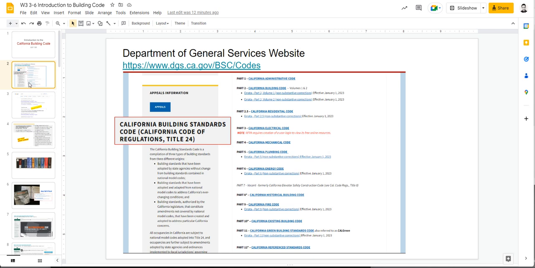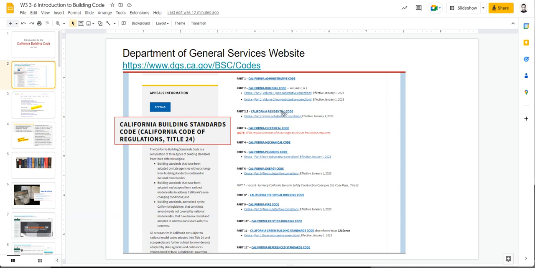The California Building Code is part of the California Code of Regulations, meaning the laws of California, and it's dubbed Title 24. Title 24 is composed of 12 parts. Part 1 is the administrative code regarding buildings. Part 2 is the California Building Code itself. Part 2.5 is something relatively new. Not new this year, but new in the last few years.